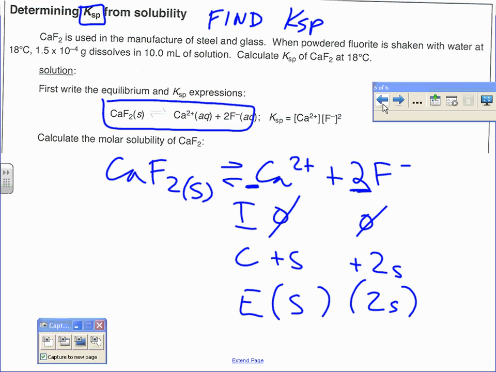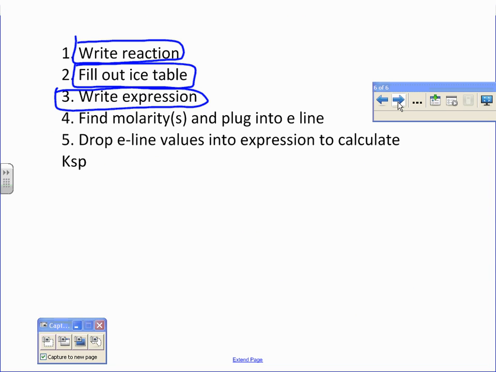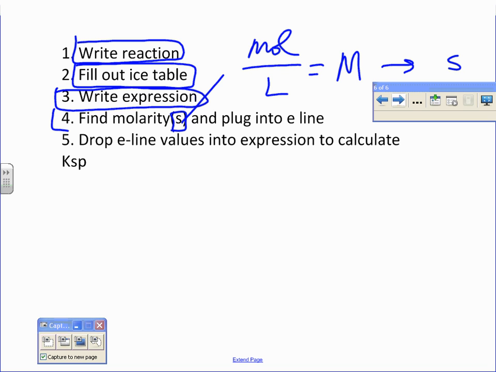So on the side over here, my KSP expression is going to be KSP is equal to the concentration of Ca2 plus and the concentration of F minus squared. I have my expression. Step 4, I'm going to find molarity, S, using the stuff that they give me. They have to give me grams and a volume that I can turn into liters to find molarity. If you don't remember, molarity is equal to moles over liters. So they'll give us some way to find molarity in this chapter. Molarity is the same thing as S, or solubility. Same thing. And we're going to plug those values into the E line.